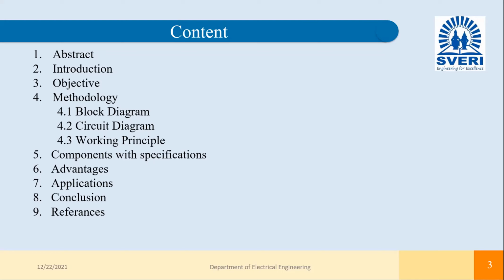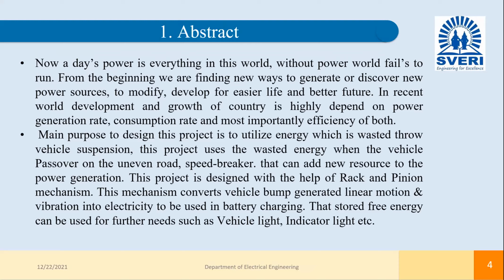Moving toward the next slide. Next is the abstract. Abstract is nothing but the summary of our project. So in the abstract, we mention the need of the project, why we chose the project, why we are working on this. We chose this as our main project because nowadays power is everything in this world. Without power, the world fails to run. From the beginning, we are finding new ways to generate and discover new power sources to modify and develop for an easier life and better future. In the recent world, development and growth of countries highly depend on power generation rate, consumption rate, and most important, the efficiency of both.